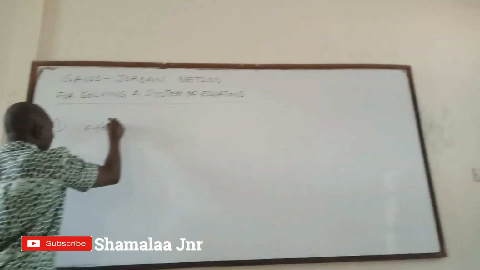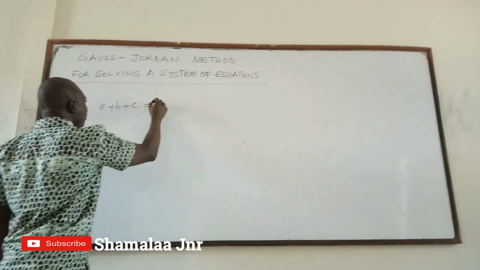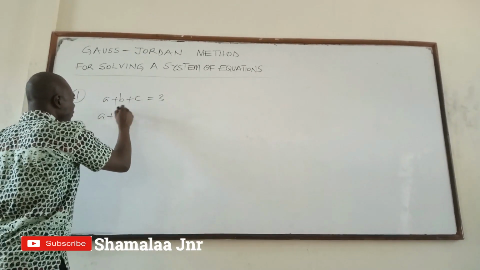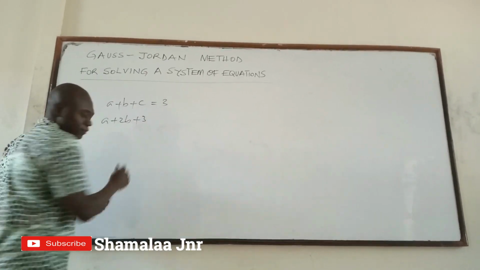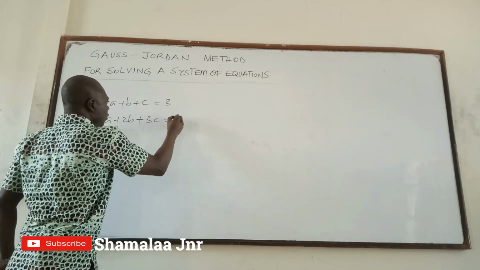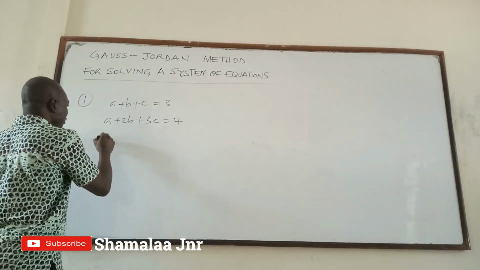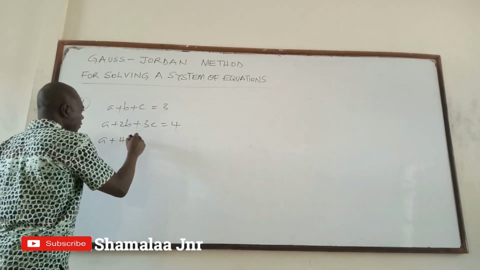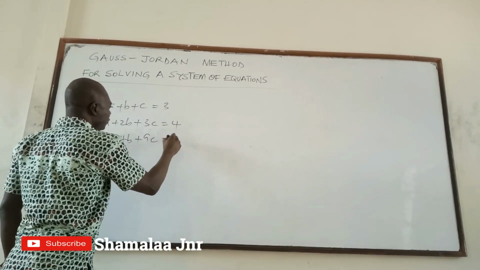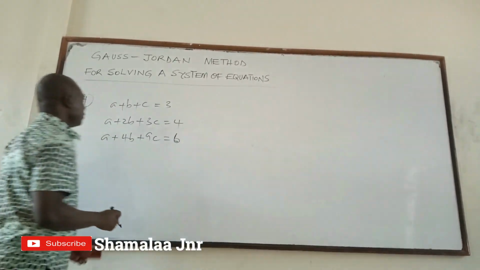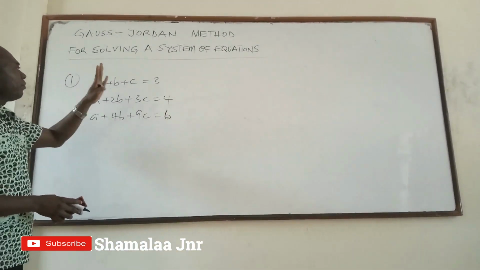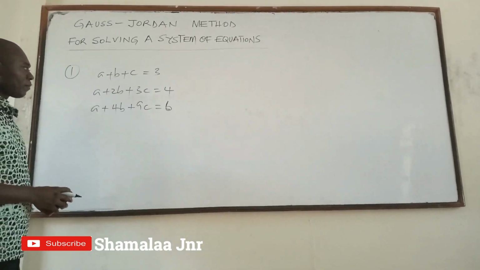A plus B plus C is equal to 3. A plus 2B plus 3C is equal to 4. And then A plus 4B plus 9C is equal to 6. Now let's look at how you can use the Gauss-Jordan method to solve this.